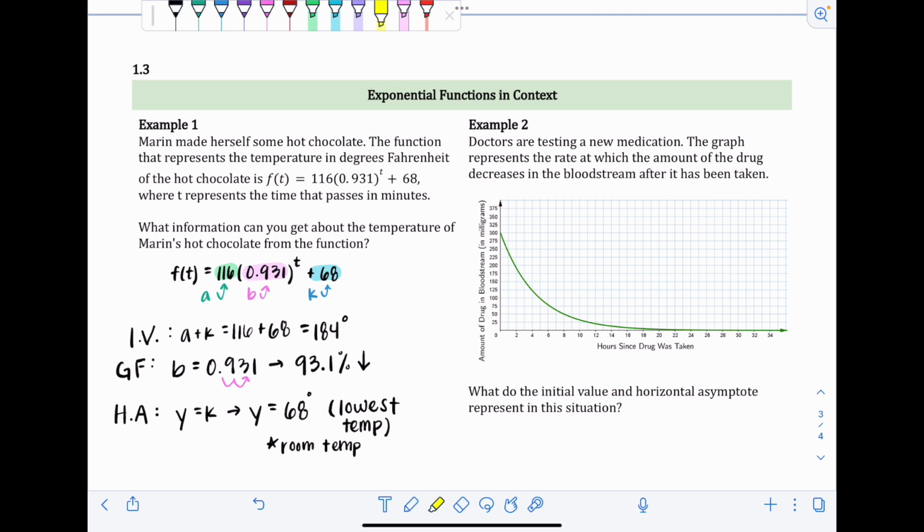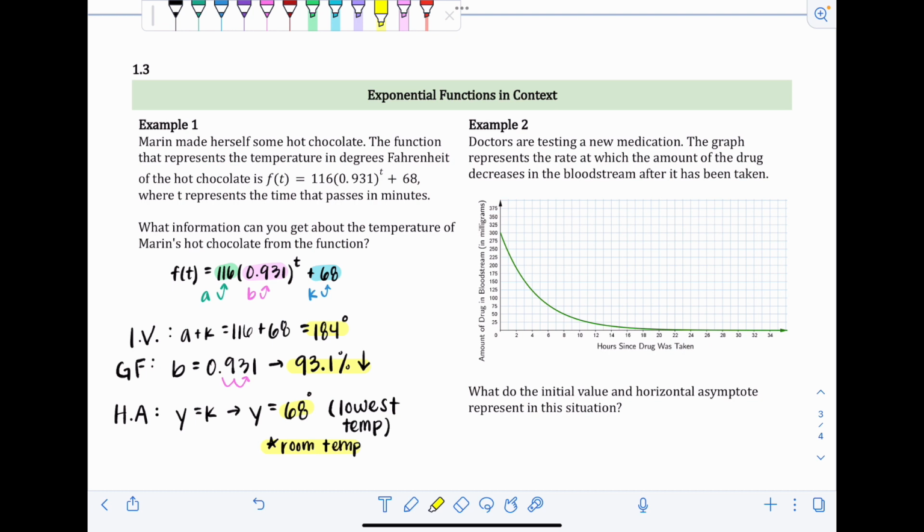So the initial temperature of the hot chocolate is A plus K. It's 116 plus 68, so 184 degrees. The temperature is decreasing by 93.1% each minute. And then the room temperature is 68 degrees because that's our horizontal asymptote. It's our lowest. It's kind of like our lower limit.